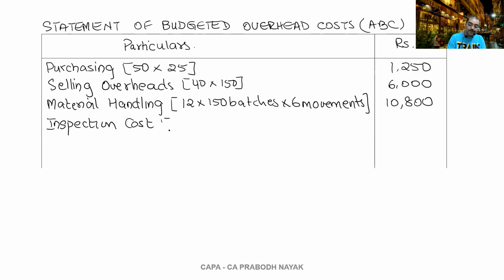Inspection cost. Inspection cost is on the basis of number of batches produced, and the rate is 25. So 25 into how many batches you have produced? 150 batches. So 25 into 150. How much? 3,750.